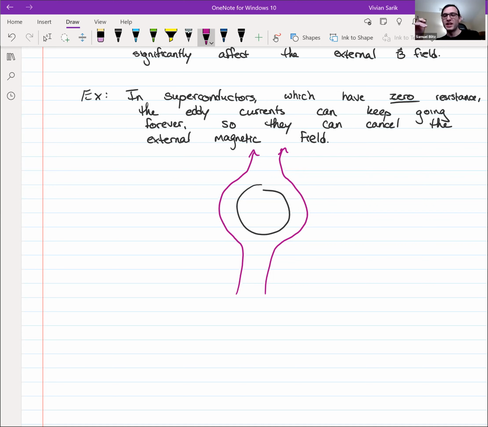No, you're not a superconductor, because even if you don't want magnetism, it still gets in you.